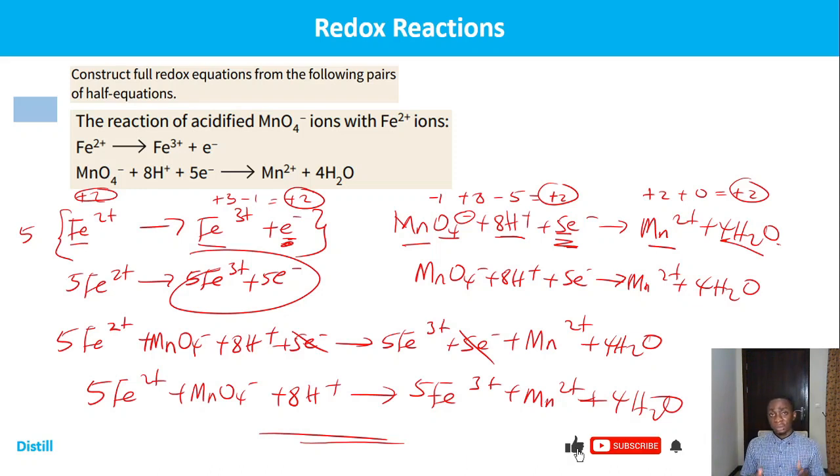Okay, so I want to believe that you can write full redox reactions on your own. And perhaps you have any further question you want me to help you with, you can always drop it in the comment section down below and I will try my best to do justice to it.